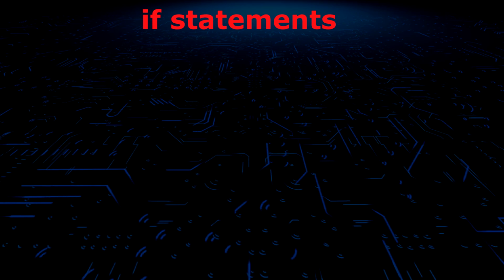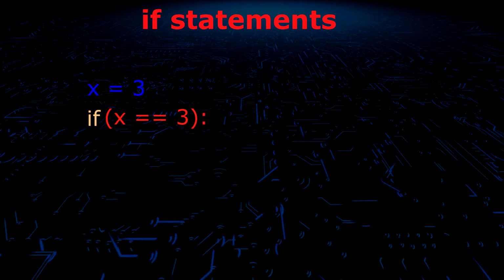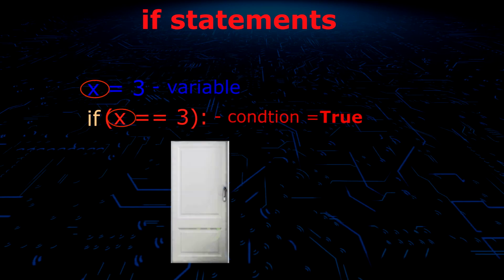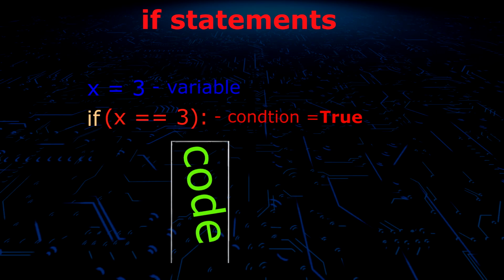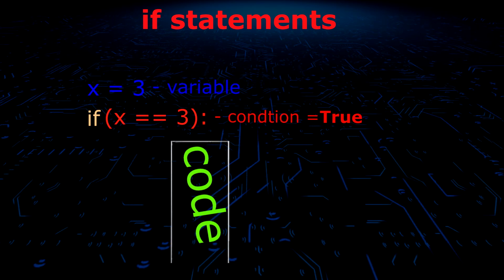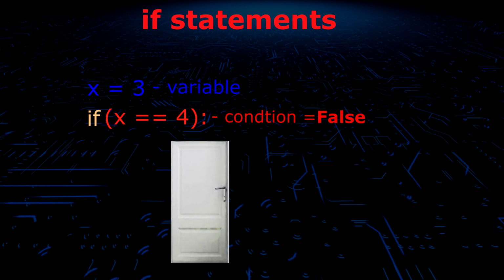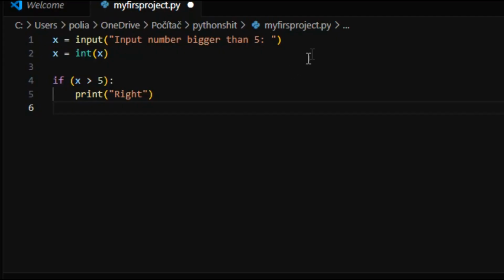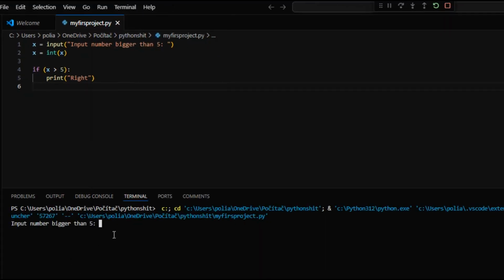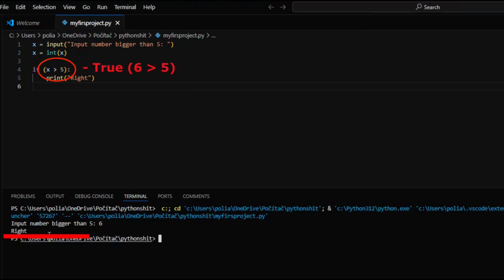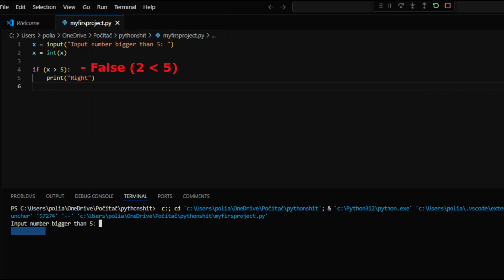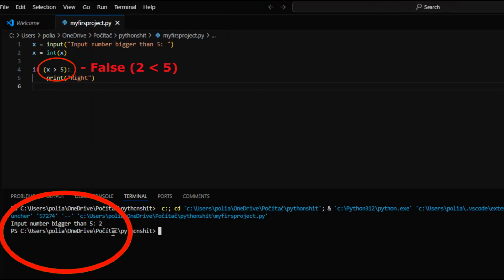The next topic I want to talk about are if statements. They look like this. You can imagine them as a door which is open, and the code behind it can be run when the condition is true, and closed if the condition is false, so the code behind it can't be run. In practice, it looks like this. So you have a variable, then you have a condition, and if it is true, the code behind is run. In this case, the output looks like this. If the condition is not true, nothing happens.